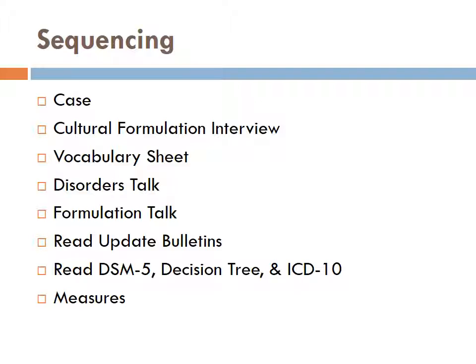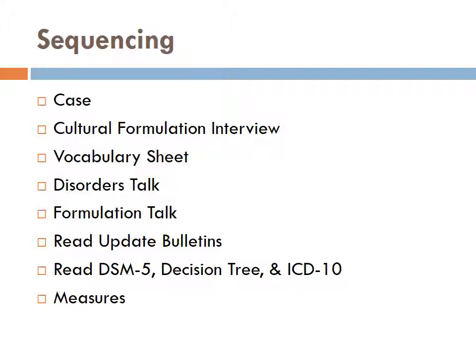Then print and review the vocabulary sheet and listen to my talks for the unit. Reflect back on the case, especially as you listen to the talk on the disorders for the unit. Next, look at the update bulletins and the readings from the DSM-5 and ICD-10. Use the case to focus on relevant decision trees and the specific diagnostic criteria, the additional information, and the specifiers that are available for some of the diagnoses.